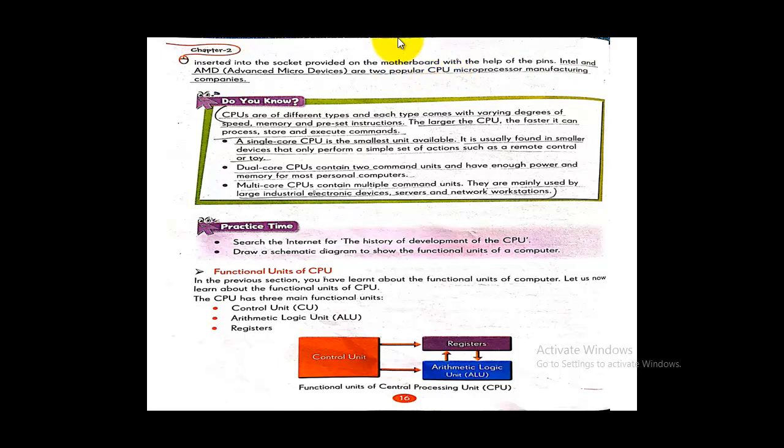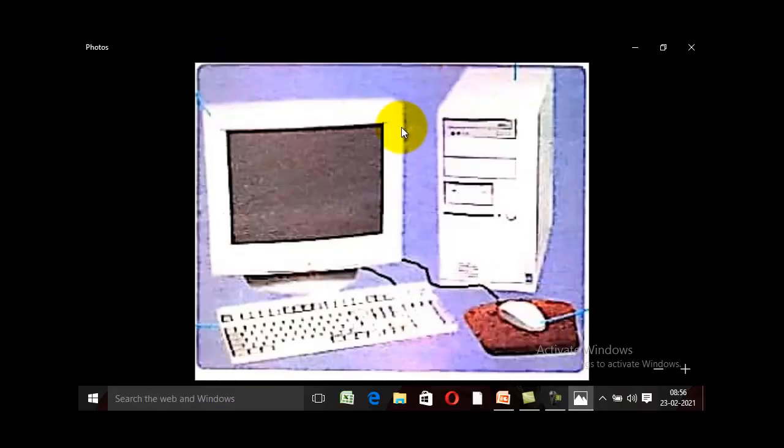When you have a desktop computer, a desktop has a monitor, a keyboard, a mouse, and a CPU box. I'll show you that CPU box. Now look here, this is the monitor, this is the keyboard, this is the mouse, and this is known as the CPU box.